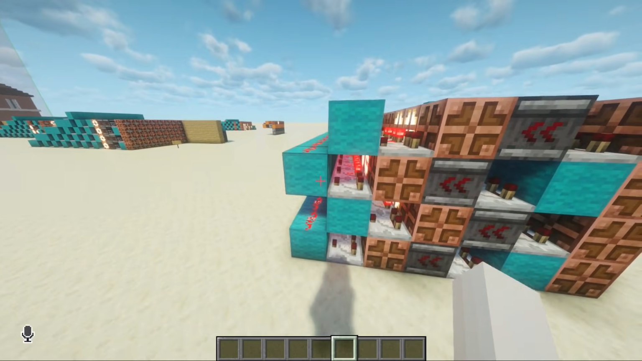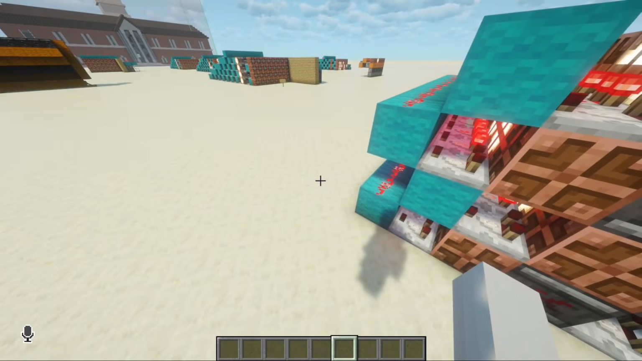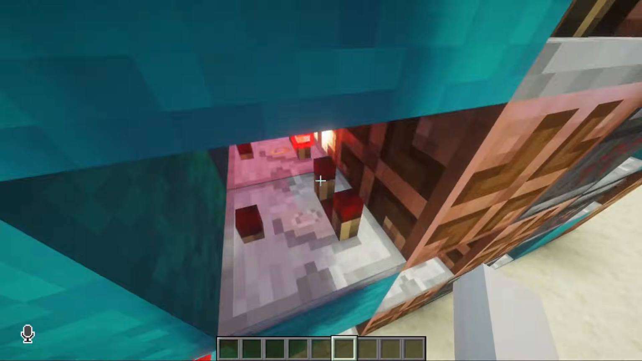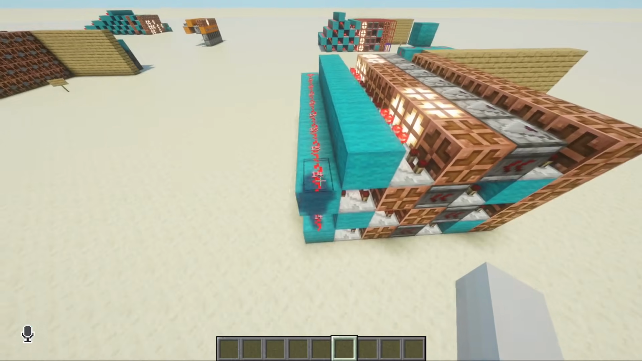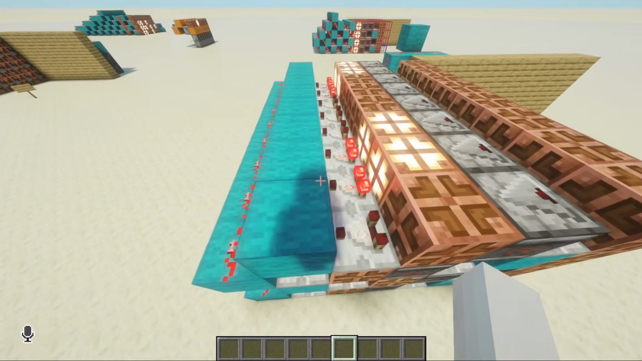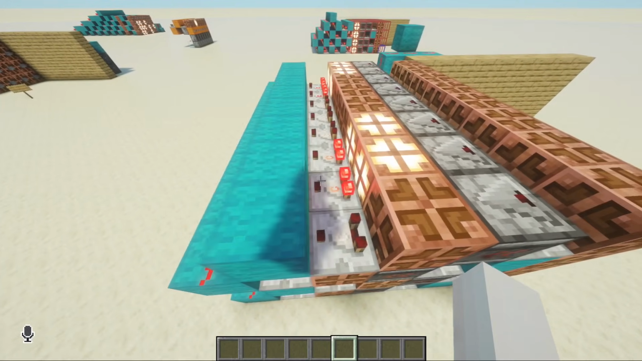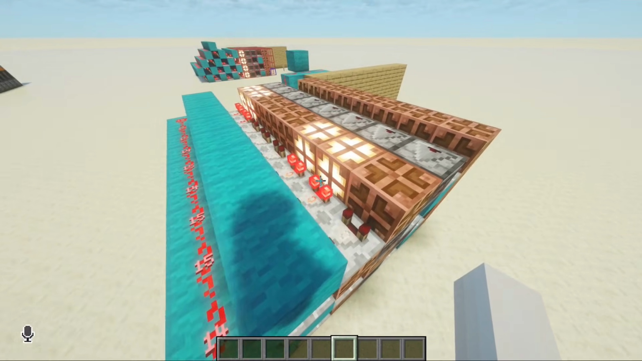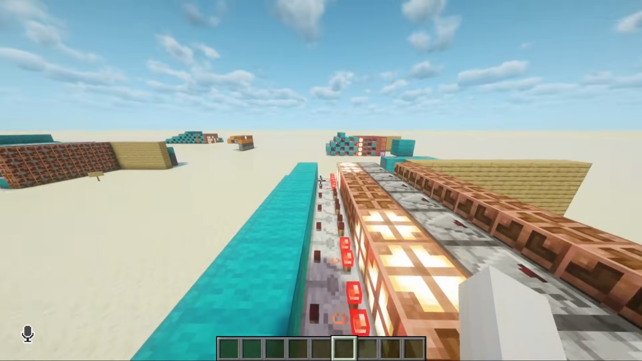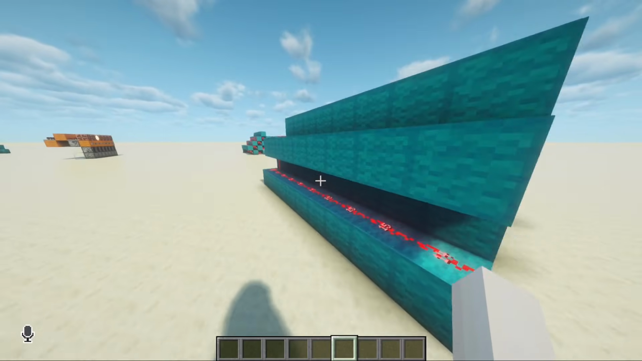I was thinking you needed repeaters to extend the pulse, because that's usually what you do in most redstone builds. But there is no possible way to extend the pulse here. Like, there's no way you can make it stronger. There's no way to do that. So, these comparators read these copper bulbs, which activate these 2 lines of redstone.